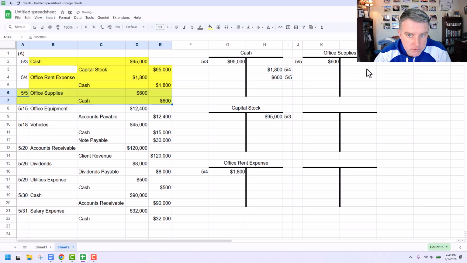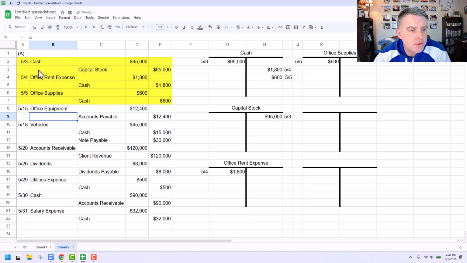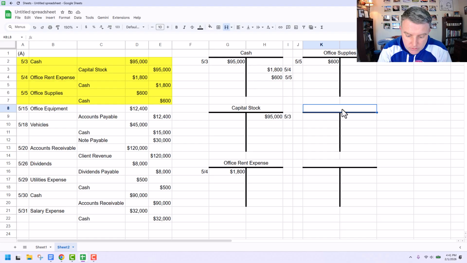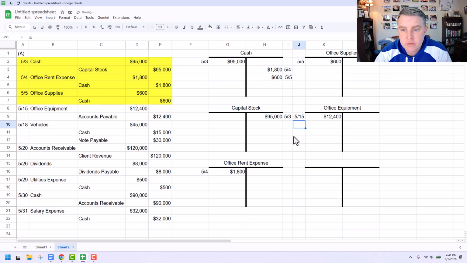And notice I'm just setting up the T accounts based entirely on what's in the journal entries. There's really not much thought that goes into it once you have the journal entries done. Next one here, office equipment. Now we don't have that set up yet. So we have to create a new account, office equipment. And office equipment is going to be a debit for that $12,400. And this happens on May 15th. Got that. I can expand this a little, give ourselves some more room.